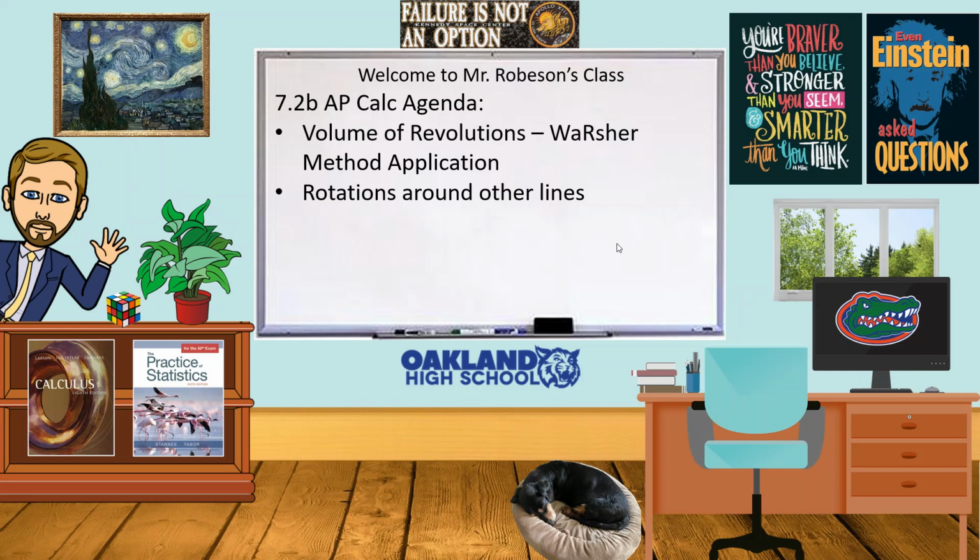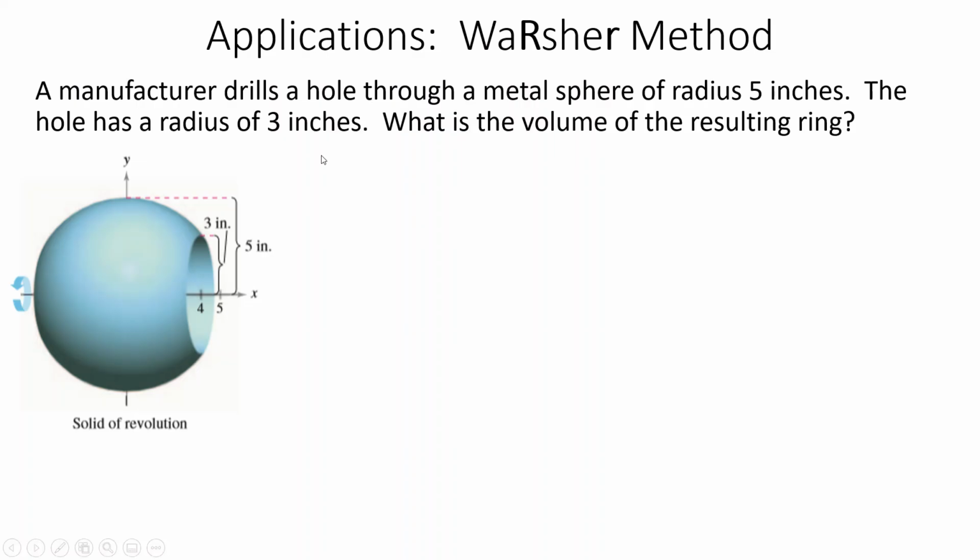All right, guys. As promised, more volumes of revolution using the washer method with our big R and our little r, so our large radius and our inside radius, where we're subtracting the two to get rid of that missing middle section. And this time we'll look at volume revolved around other things besides an x-axis or a y-axis as well. So here's the first one.